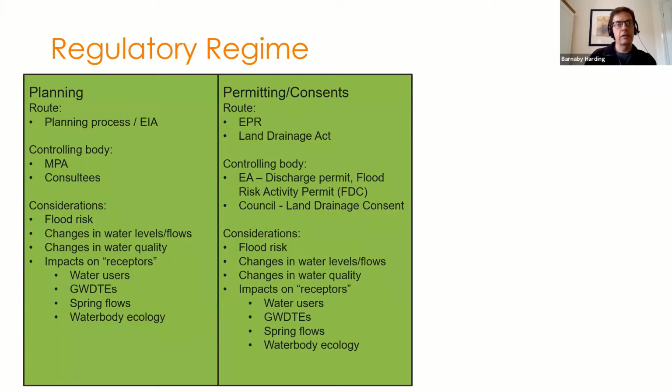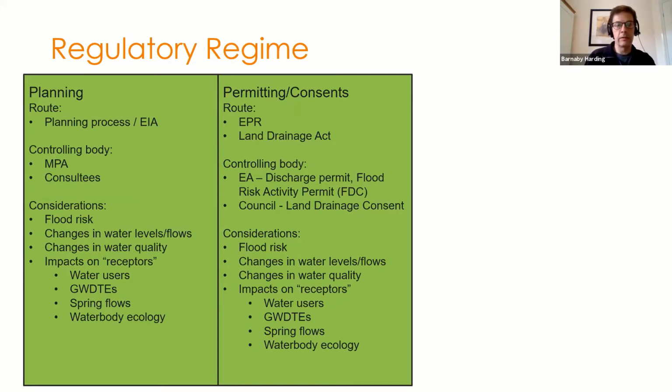So looking at the regulatory side, what's shown here are the aspects that people will be familiar with in the development of sites, and I'm focusing here on sites that require dewatering. You've got the planning process and the permitting and consenting process. Planning process typically involves EIA done through the Mineral Planning Authority with inputs from consultees, and considering things like flood risk and the impact of changes in water levels, flows, quality on identified receptors and groundwater users. We're all pretty familiar with that. The permitting and consenting process involves the environmental permitting regime and also the Land Drainage Act for things like discharge permits and flood risk activity permits controlled by the EA, and then land drainage consents for things like works in ordinary water courses controlled by the council or carried out through the council.